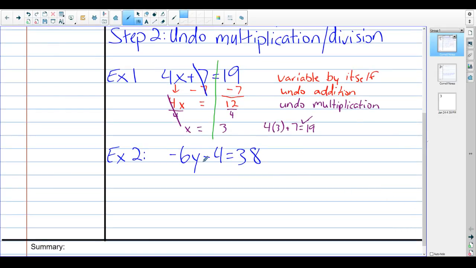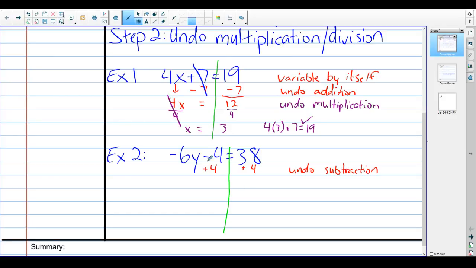Alright, so example 2, negative 6y minus 4 equals 38. So the first thing we want to do is get rid of the adding and subtracting. We're going to undo subtraction. We need to get rid of minus 4 by adding 4. And then again, we can put this imaginary line separating the left and right side of the equation. Say plus 4 over here as well.